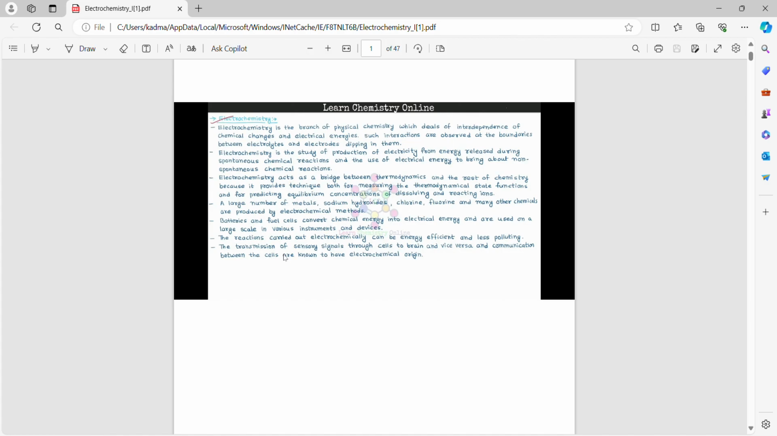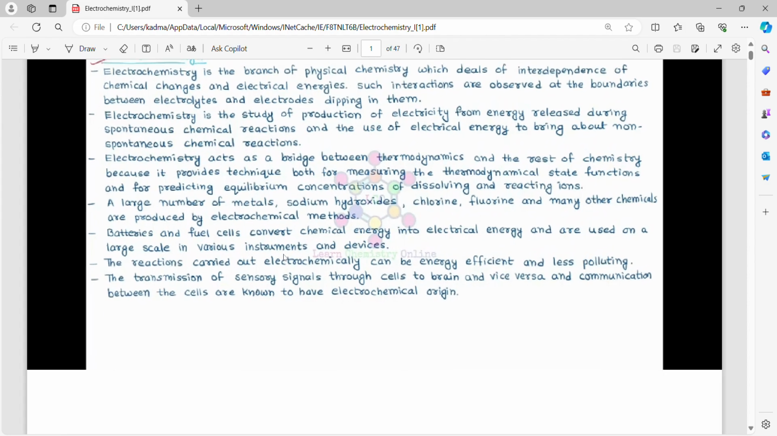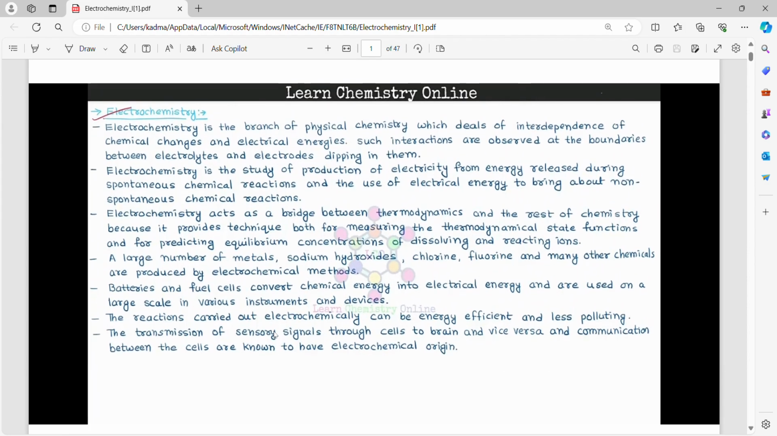So here, the chapter is Electrochemistry. Electrochemistry is a branch of physical chemistry which deals with the interdependence of chemical changes and electrical energies. Such interactions are observed at boundaries between electrolytes and chemical electrodes dipping in them. Electrochemistry is the study of production of electricity from energy released during spontaneous chemical reactions, and the use of electrical energy to bring about non-spontaneous chemical reactions.